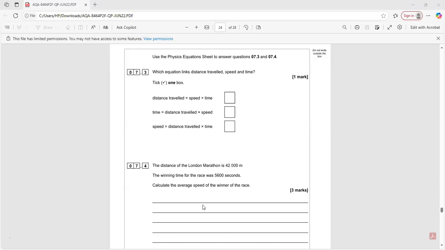The distance of the London Marathon is 42,000 meters. The winning time for the race was 5,600 seconds. Calculate the average speed of the winner of the race. So speed is distance over time. So can you help us divide that? 42,000 divided by 5,600. 7.5. And that's meters per second.